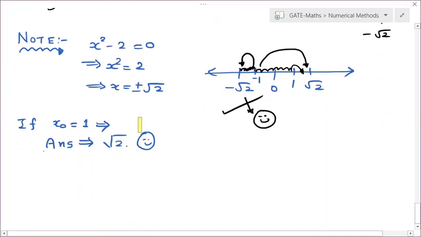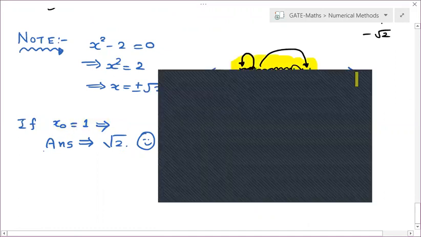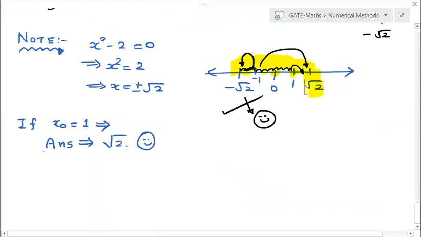If in the question they had given initial approximation as 1 instead of minus 1, then from 1, which is nearer? Root 2 is nearer or minus root 2 is nearer? Definitely root 2, isn't it? So from 1, root 2 is nearer. So if 1 is given to you, then the answer should be root 2. Is it clear now? Shall we move to the next question? Okay. Sure. Great.